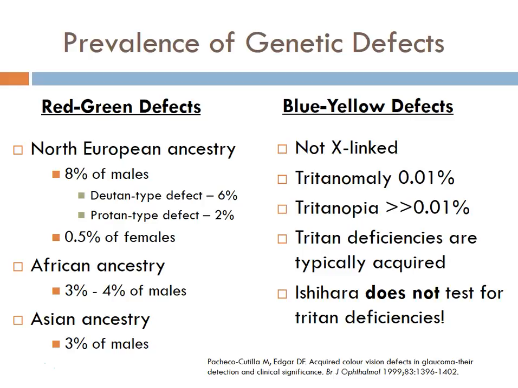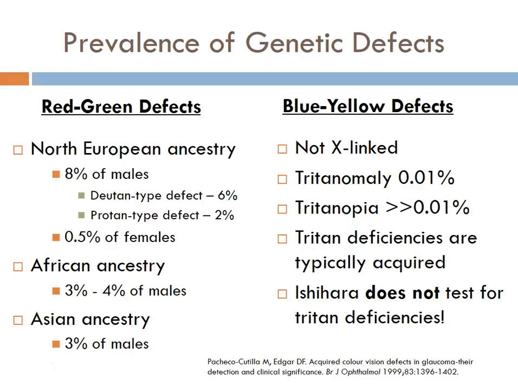And it does hold true for males of all races, but there does appear to be some racial difference where white males appear to be disproportionately affected compared to males of African or Asian ancestry. But red-green color defects do affect males of all races disproportionately compared to females. So there's your breakdown here. Our blue-yellow defects, which are not X-linked, are exceptionally rare. Again, the percentages are almost not worth messing with.